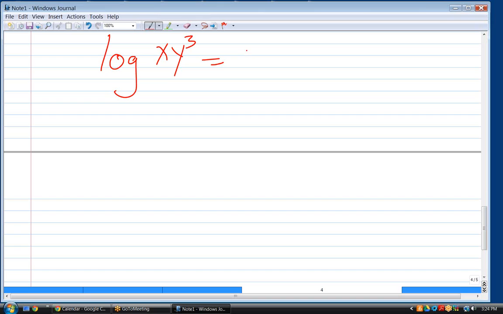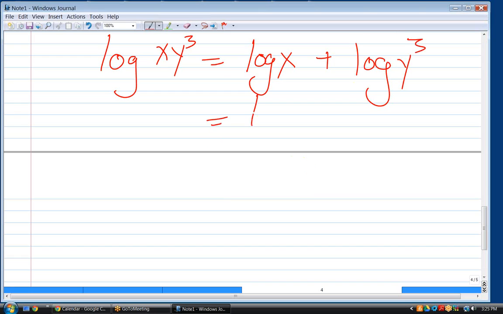Do it one step at a time. I think the secret on these is don't try to do the whole thing at once. In other words, use the product rule first. The fact that we're multiplying inside the argument means we can separate it with a plus sign. So let's do that part first. So it's log x plus log y to the third. Now you can use rule 3 to bring the 3 down in front. So the full expansion would be this.